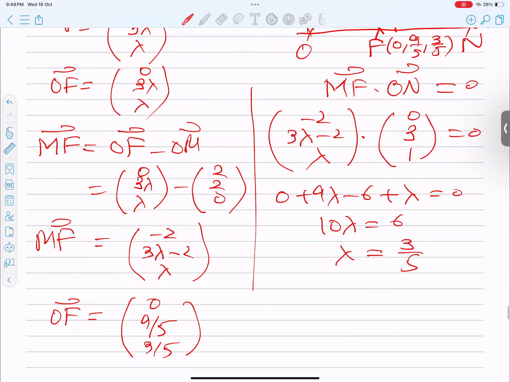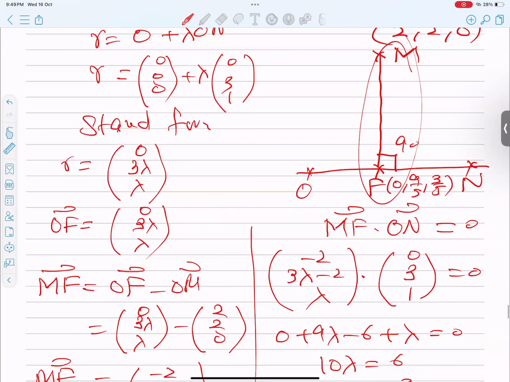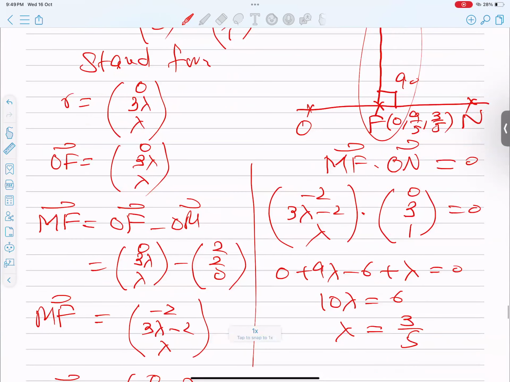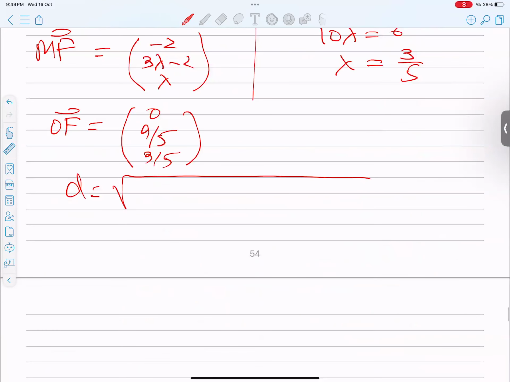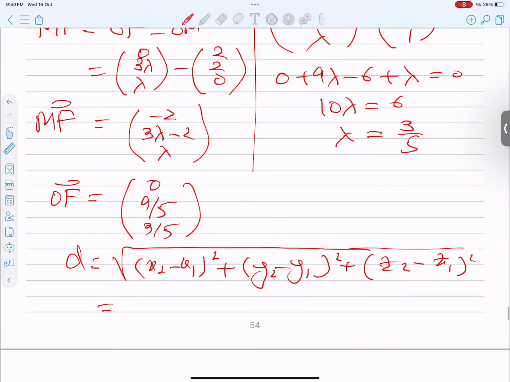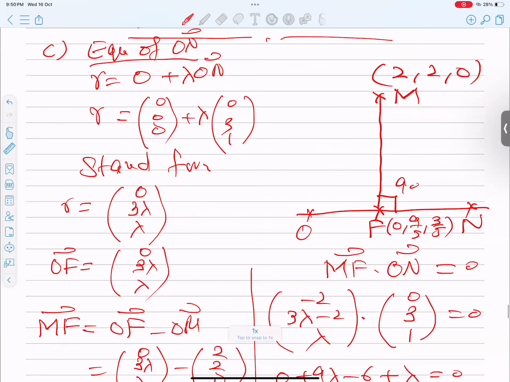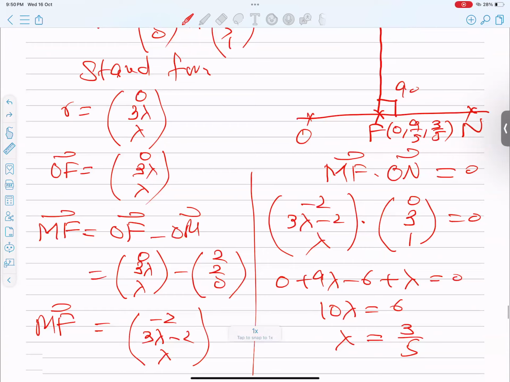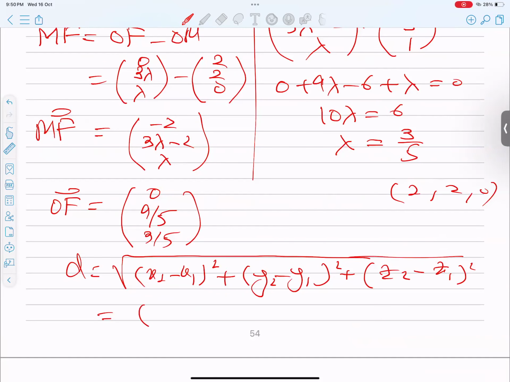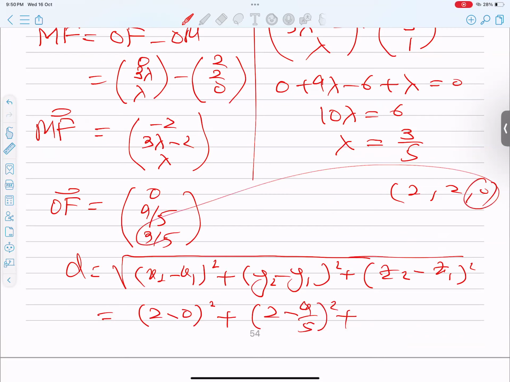How to find the distance between two coordinates, friends? So you know it very well. Length formula. And what is the length formula? You are aware already: the square root of (X2 minus X1) whole square, plus (Y2 minus Y1) whole square, plus (Z2 minus Z1) whole square. Let's apply. And what are the coordinates here? (2, 2, 0). I just write for the sake of understanding. So this minus this, I got (2 minus 0) whole square. This minus this, I got (2 minus 9 over 5) whole square. This minus this, I got (0 minus 3 over 5) whole square.